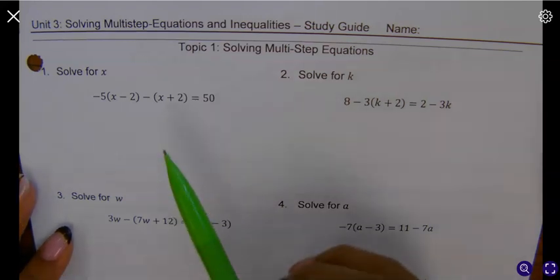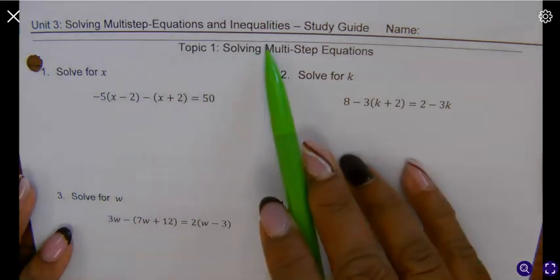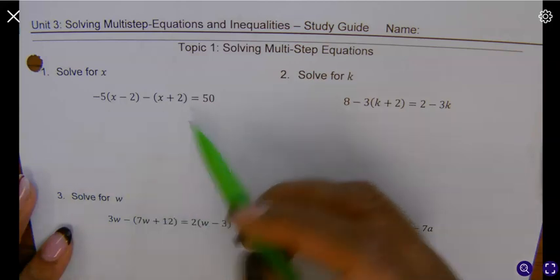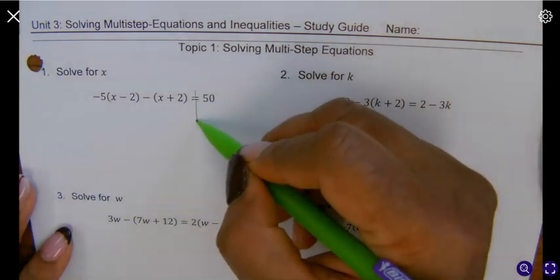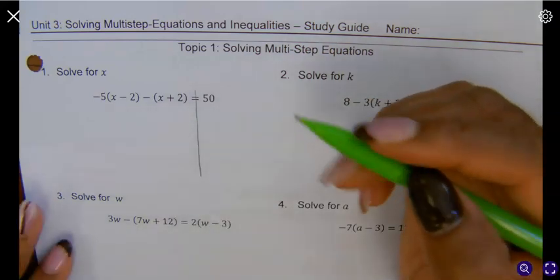Alright guys, here is the review for Unit 3, solving multi-step equations and inequalities. The first problem, we have this. So we're going to start by where the equal sign is, and then just draw a little line just so we have the left side and the right side separated.